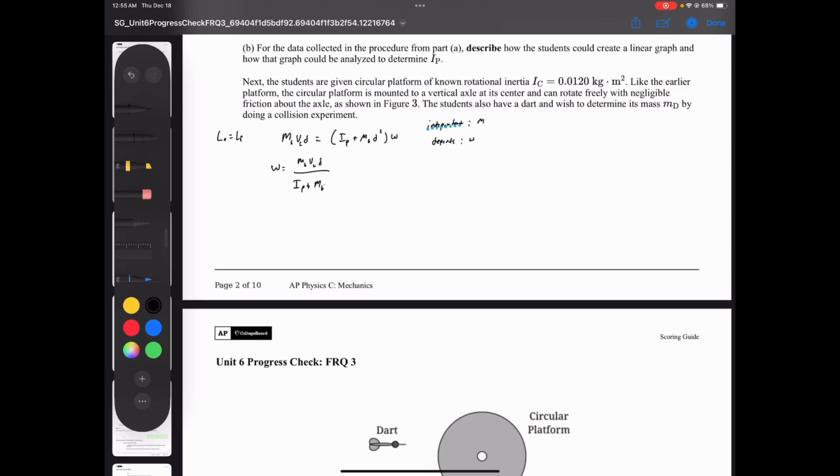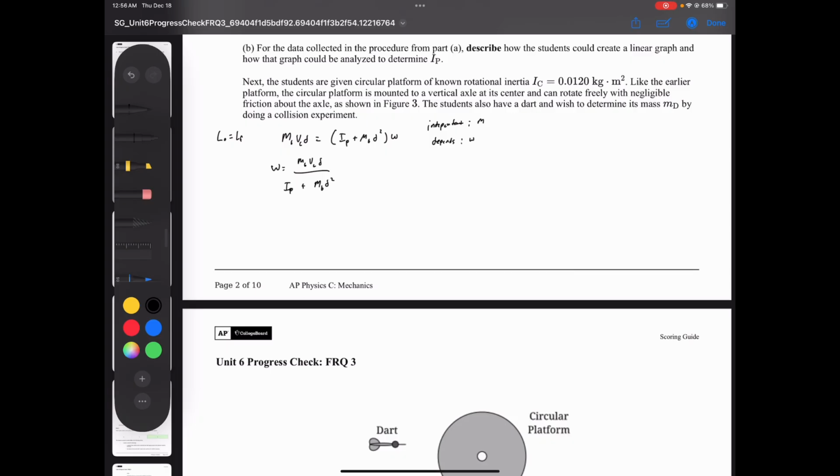So the moment of inertia of the platform plus the moment of inertia of the ball. Okay, so I'm going to make that a little bit more obvious. So moment of inertia of the platform plus the moment of inertia of the ball. And then basically I need to get the mass term for the ball by itself. Okay, so one thing I can do. Okay, this is fine.